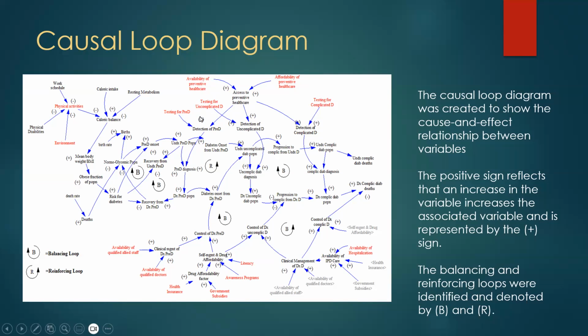So here we are doing diagnosis, here we are at the preventive stage, availability of qualified staff at onset of diabetes, and when you are doing capacity building for diabetes, availability of qualified allied staff, availability of qualified doctors, health insurance, government subsidies, awareness programs, literacy, and availability of hospital beds. There were some 5 balancing loops and 1 reinforcing loop here.